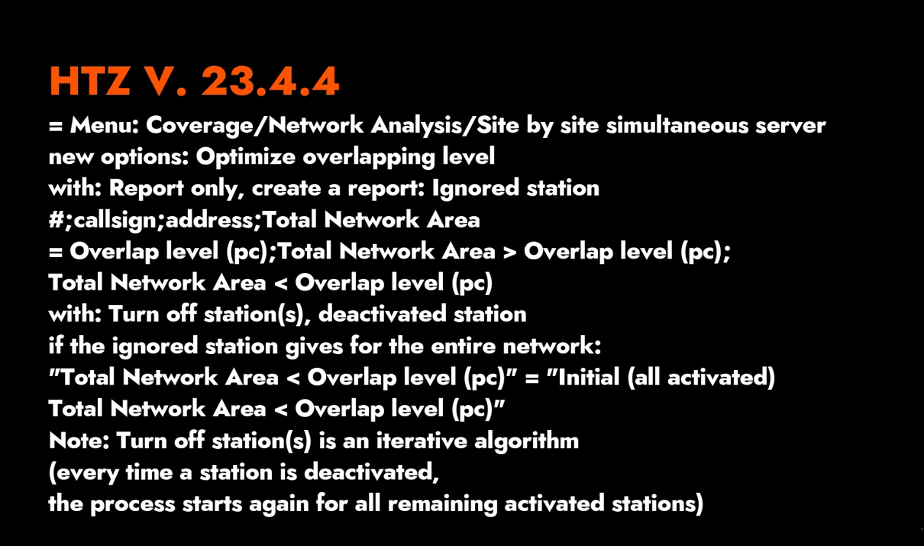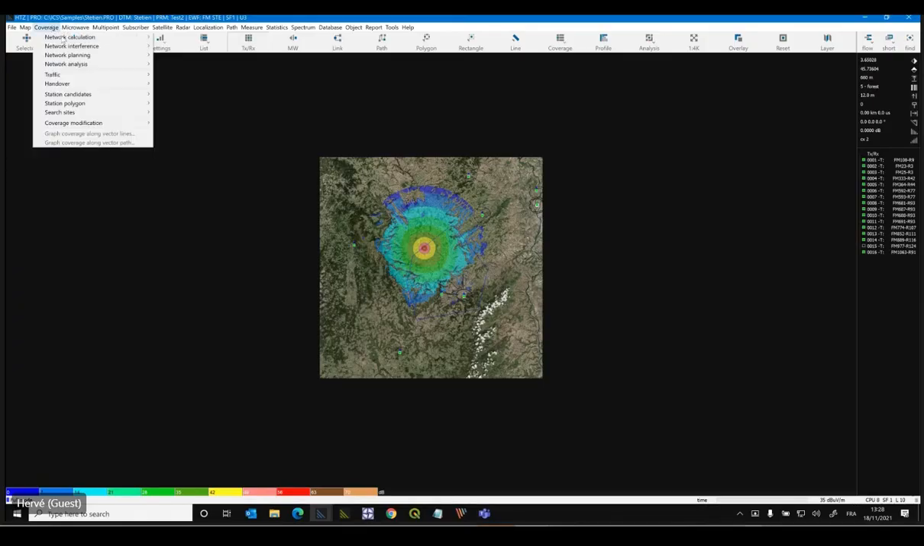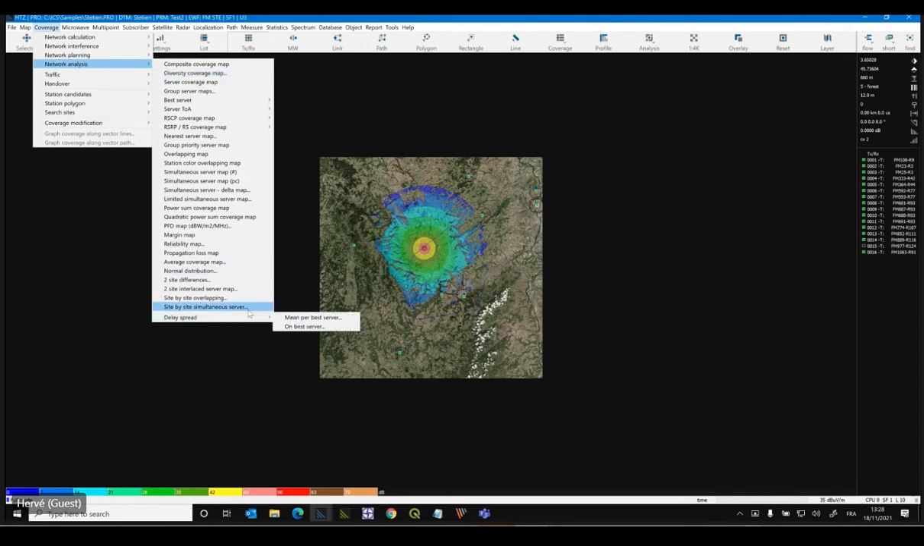And if a minimum overlap is required in a network, we need to check what's happening if we remove a given station, if we can keep or not the global overlapping level in the network. This is the idea. And this is made side by side. What's happening if we remove that particular station? What is the current overlap we have, and what is the new overlap without that station? Is it okay or not to remove it? So this is coverage network analysis and side-by-side simultaneous server.